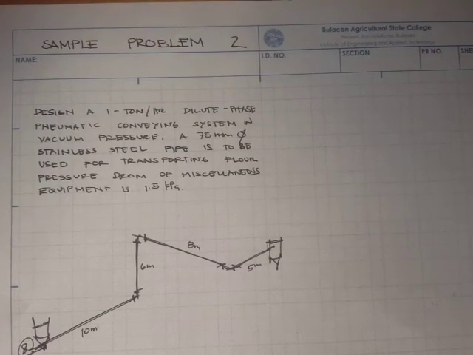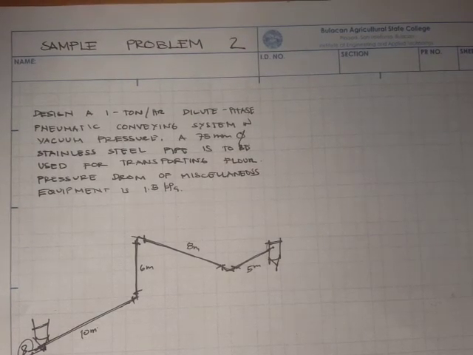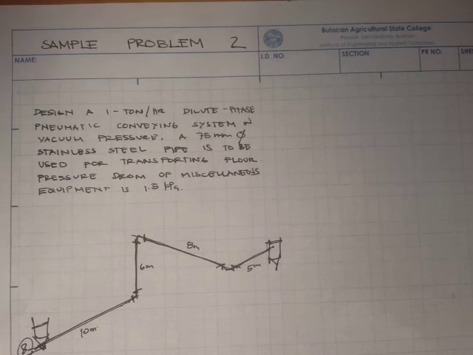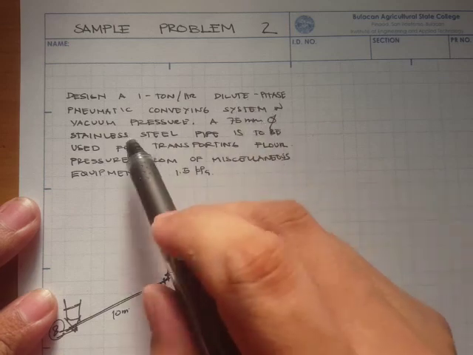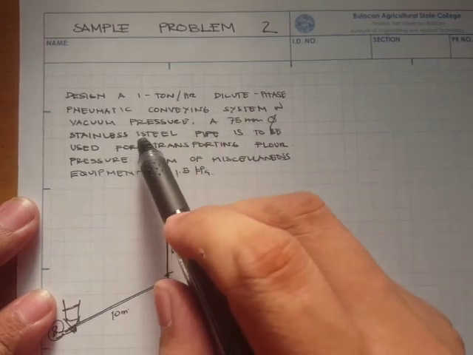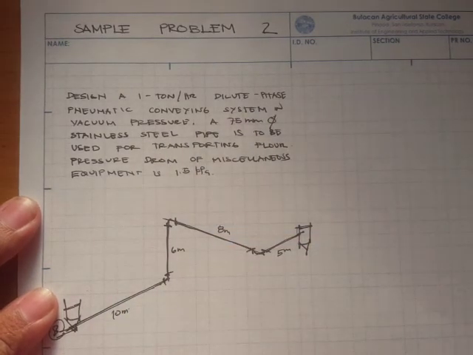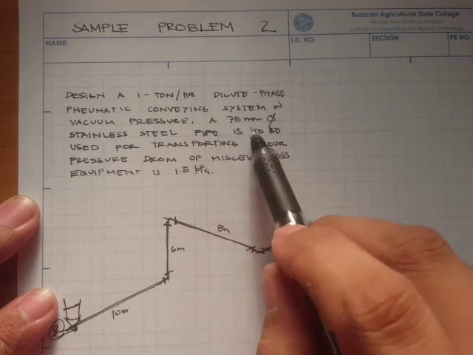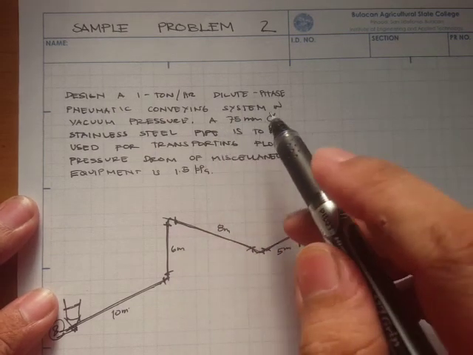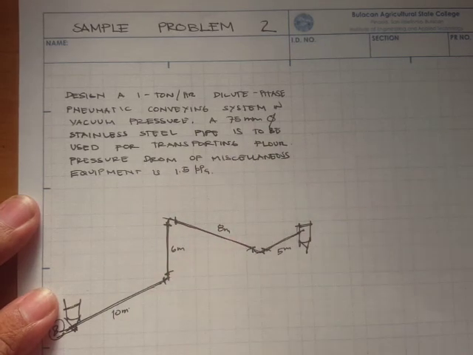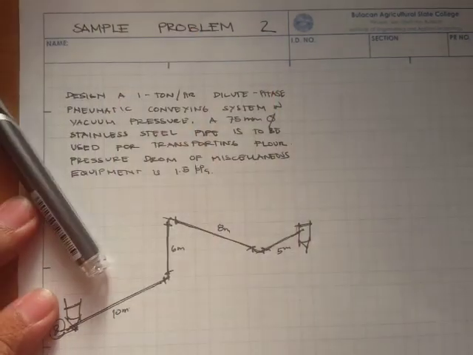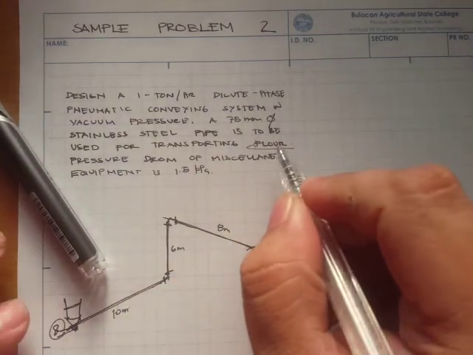Alright, this is now our second sample problem for the topic on pneumatic conveyors. The problem states that we are to design a 1 ton per hour dilute phase pneumatic conveying system in vacuum pressure. It says that a 75 mm diameter stainless steel pipe is to be used for transporting the flour. Okay, so this is our material, flour.